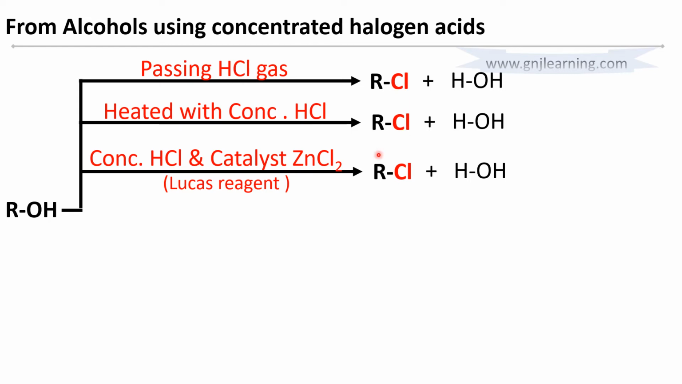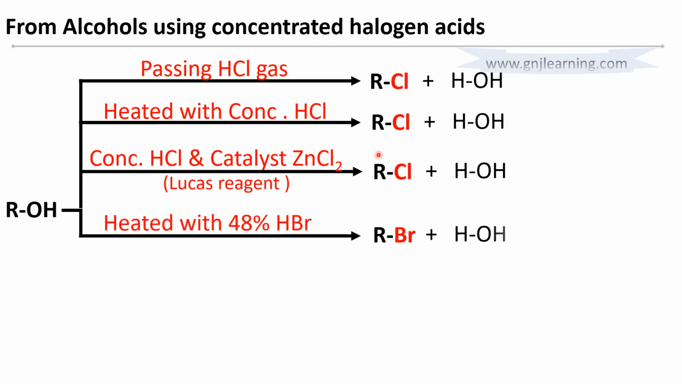Now what if I want to get bromine? So I am heating it with 48% HBr. I require only 48% because HBr is a stronger acid than HCl. So I will get RBr.